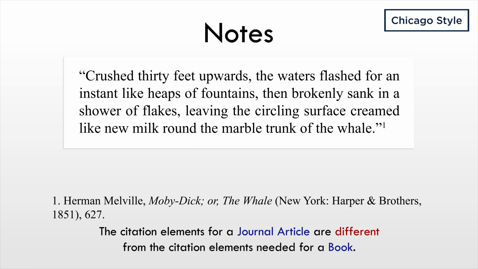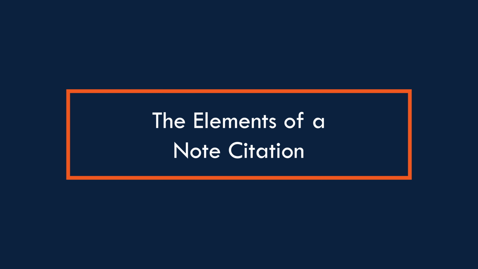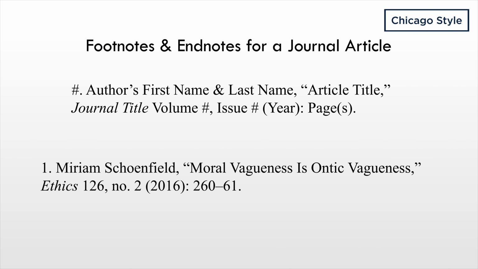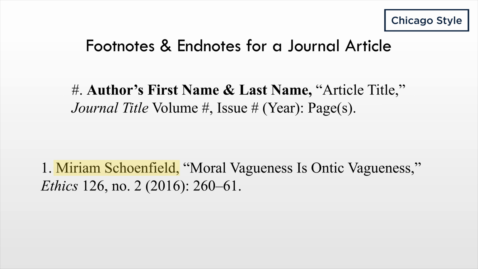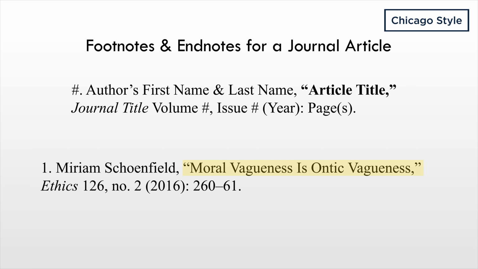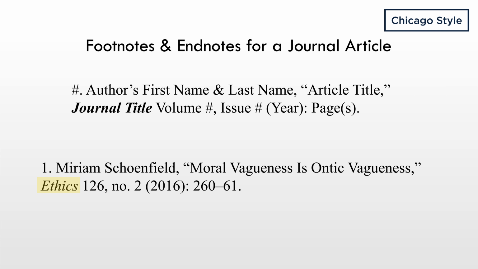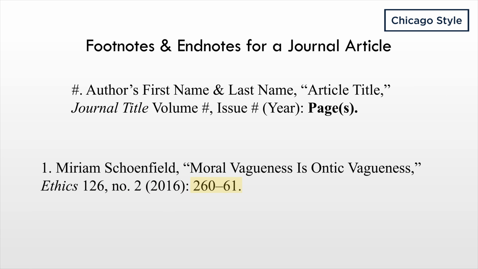Remember that the citation elements needed for a journal article are different from the citation elements needed for a book. The elements of a note citation. When creating a footnote or endnote for a journal article, you will include the following elements: the author's name in first name, last name order, comma, article title in quotation marks with a comma, journal title in italics, volume number, comma, issue number, year in parentheses followed by a colon, and the specific page numbers for the cited material.